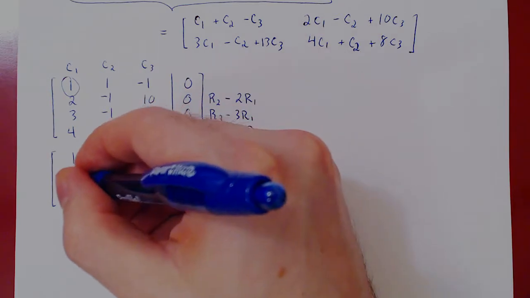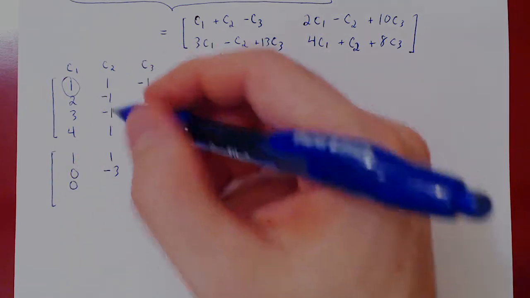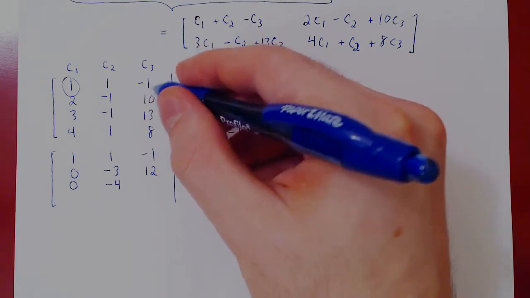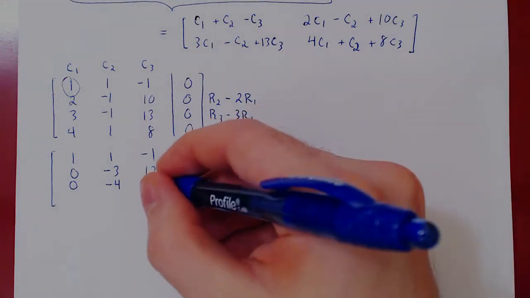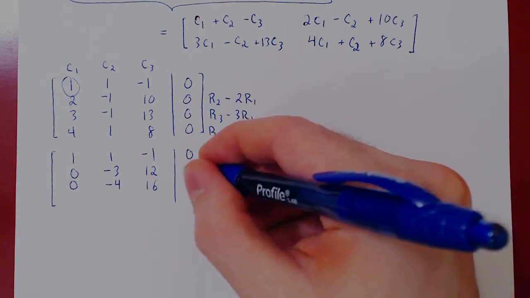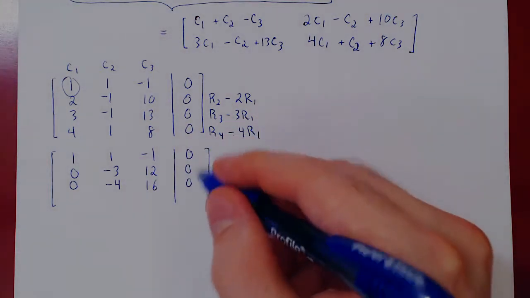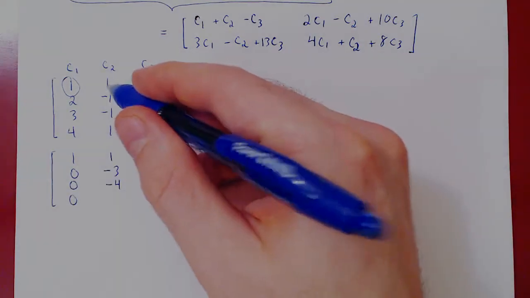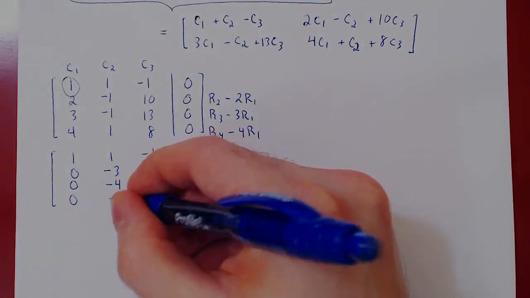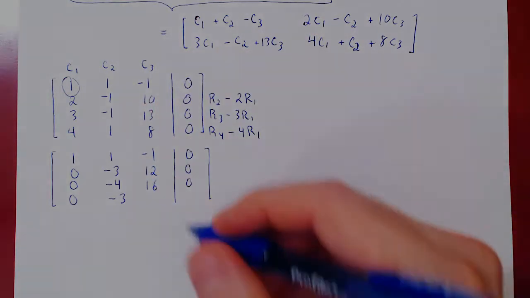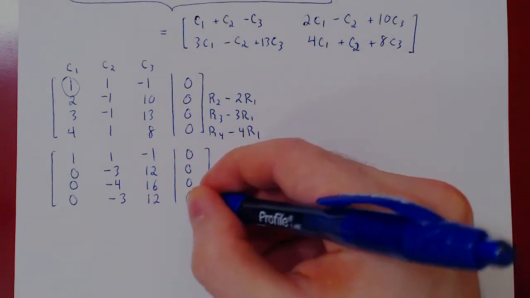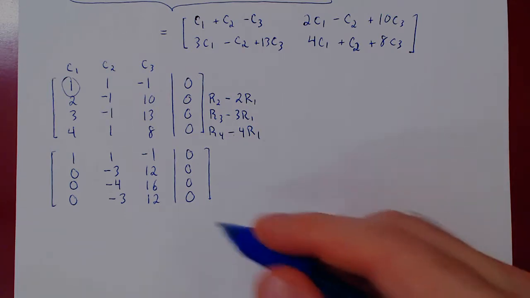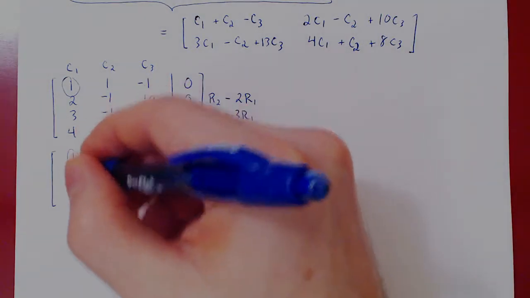3 minus 3 is 0. Negative 1, negative 3, negative 4. 13, negative 3 times negative 1 is plus 3, so 16. 0, zeros remain zeros. And finally, 4 minus 4, 0. 1 minus 4, negative 3. 8 minus 4 times negative 1 plus 4, 12. And 0 stays 0. Well, we have our first leading 1. We've killed the entries below.